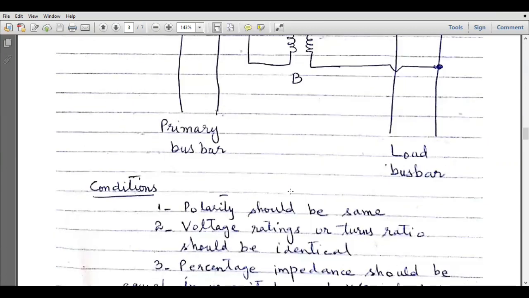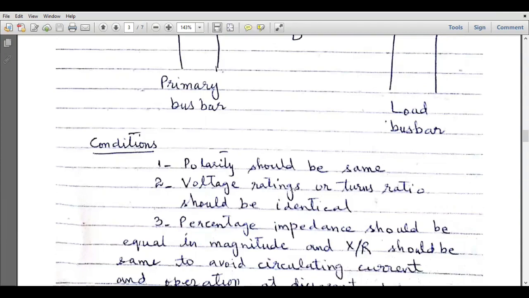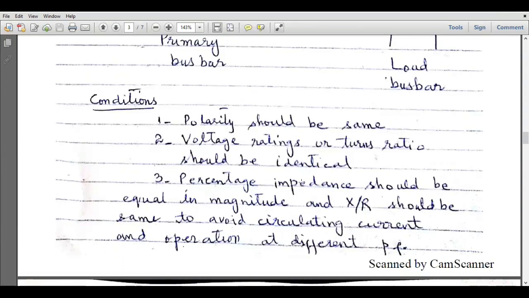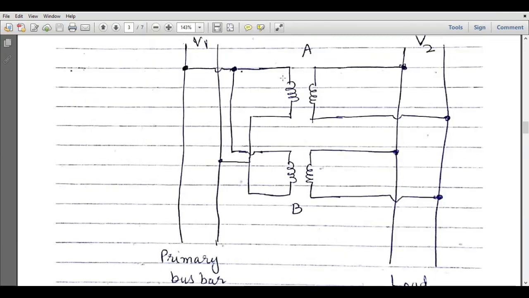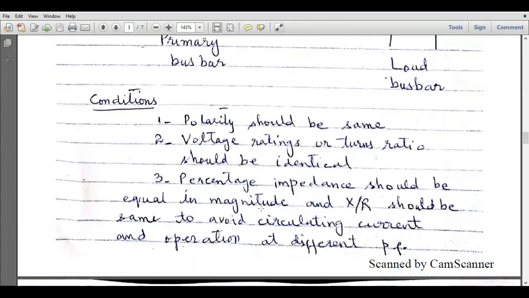There are several conditions which have to be taken into account to allow smooth and consistent operation of the parallel combination of transformers. The first condition is that the polarity should be the same. Polarity means, in this case, the dot convention. If we have a dot at the upper side of the primary winding and it is connected to the upper side of the second primary winding, the dot will be at the upper side of both the primary windings. Similarly here, if the dot is at the upper side of the secondary winding of this transformer, then the dot should be at the upper side of the secondary winding of this transformer, and vice versa. So the polarity should be the same.